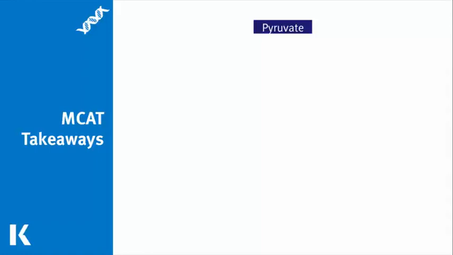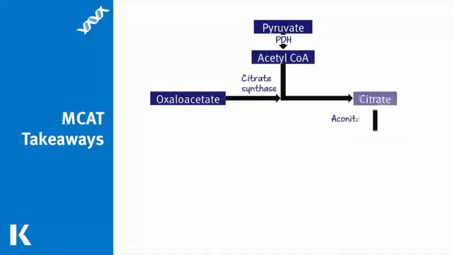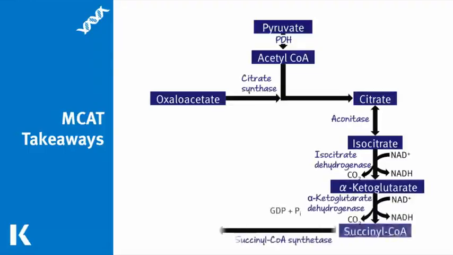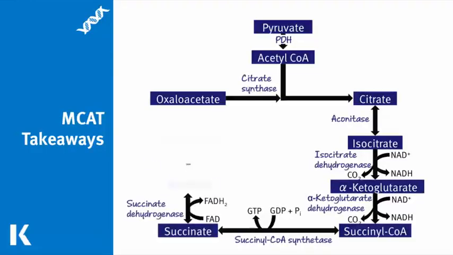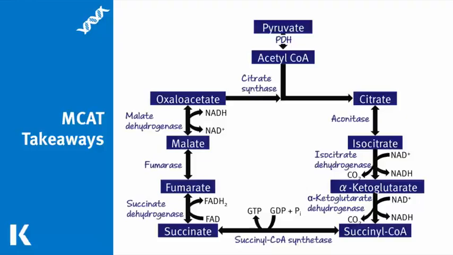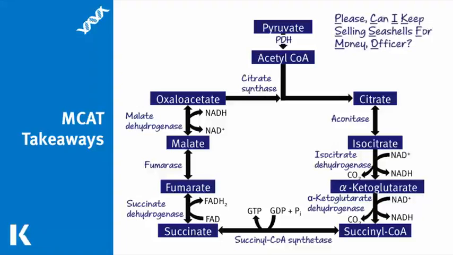On test day, we want to know the path of the citric acid cycle, its energy yield, as well as its regulation. For the path of the reaction, we want to be able to follow the various enzymes and substrates around the cycle, describing how one substrate reacts at the enzyme, producing a product that will be the substrate for the next reaction. In order to remember the substrates pyruvate, citrate, isocitrate, ketoglutarate, succinyl-CoA, succinate, fumarate, malate, and oxaloacetate, there is the rather entertaining mnemonic, "Please, can I keep selling seashells for money, officer?"